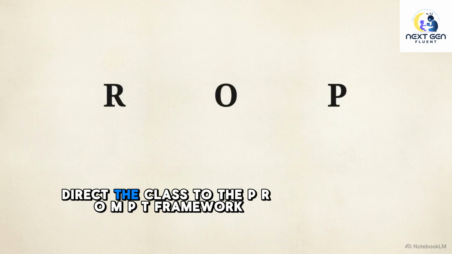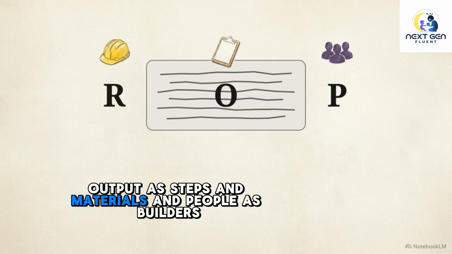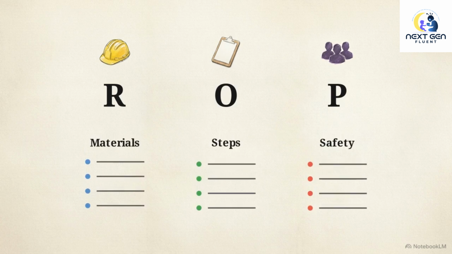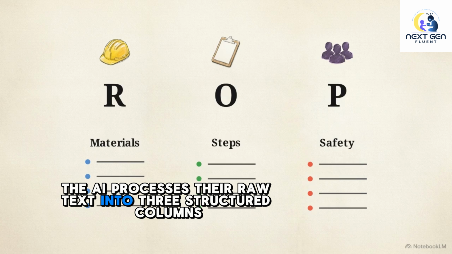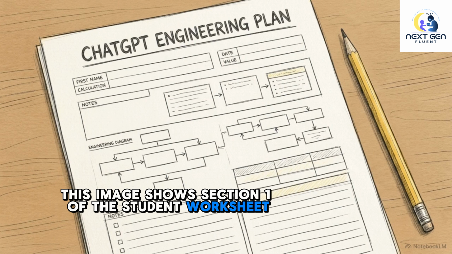Looking back at our timeline, the 22-minute mark is where we introduce the iPads and transition to structuring those ideas. Direct the class to the PROMPT framework. Assign the role of product engineer, output as steps and materials, and people as builders. The AI processes their raw text into 3 structured columns: materials, steps, and safety concerns. This image shows section 1 of the student worksheet.